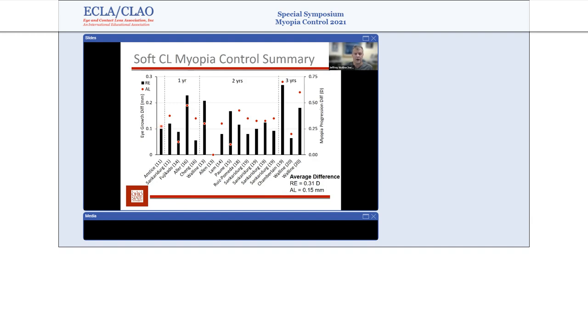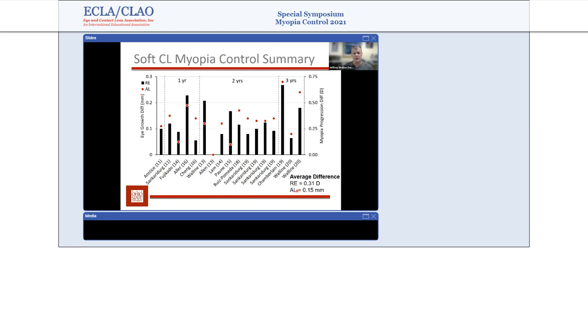If you look at the red dot and follow it to the left graph, you can see that eye growth was slowed by 0.12 millimeters. And again, the overall average is 0.31 diopters slower myopia progression and 0.15 millimeters slower eye growth over an average of 2.1 years.